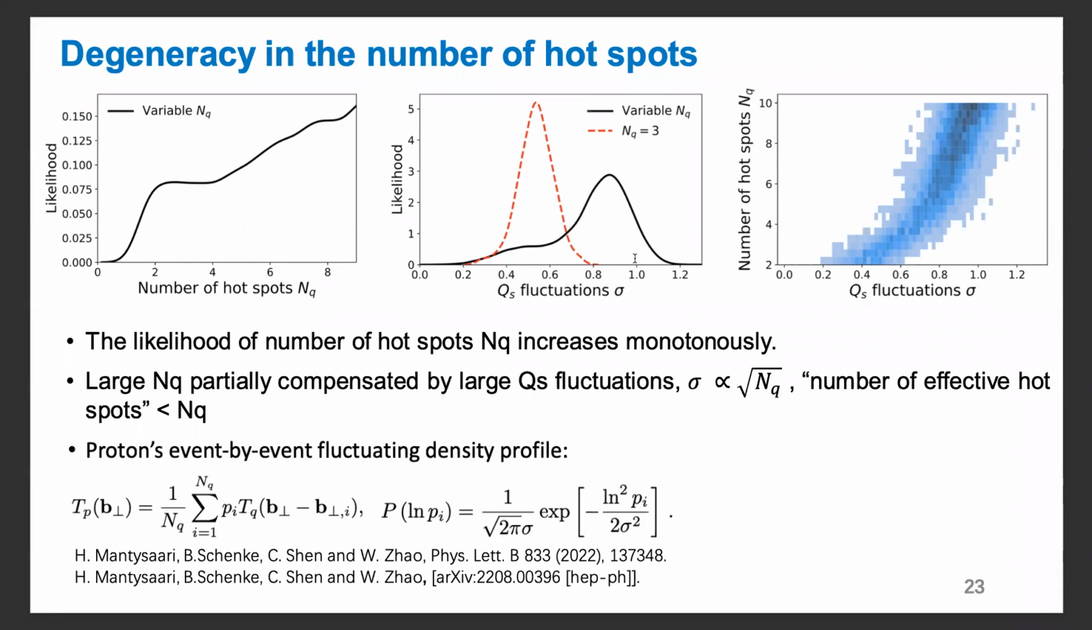For example, if we get the number of hotspots is 8 but with large fluctuations, the number of effective hotspots should be smaller than the number of hotspots we extracted here, since we have the fluctuations of each hotspot's contribution. So this is why you have this tail for the likelihood of variable NQ, because you have this tail on the number of hotspots, and that can get compensated by lower Q fluctuation, right?